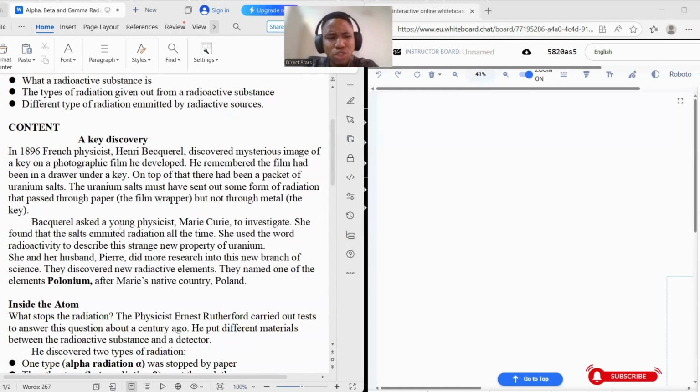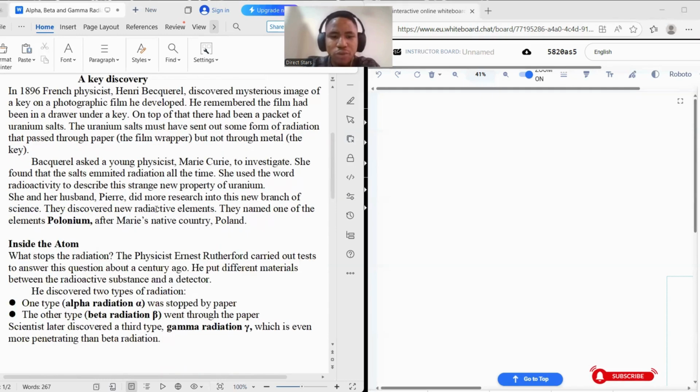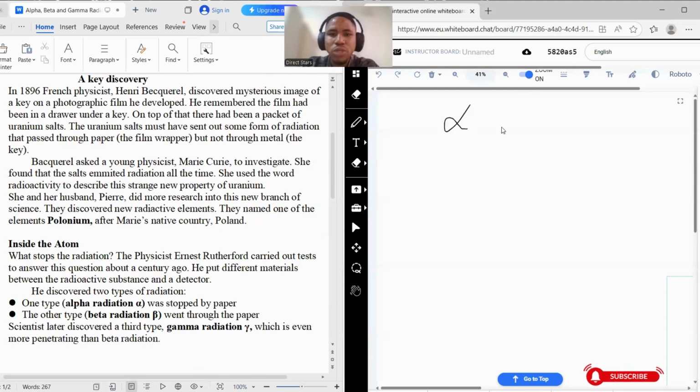We still had a question: what really stops this radiation? What can stop alpha particles, beta, and gamma radiation? So then we have the physicist Ernest Rutherford, who carried out tests to answer this question about a century ago. He put different materials between the radioactive substance and a detector. He discovered two types of radiation there: the first is alpha radiation, and the second is beta radiation.